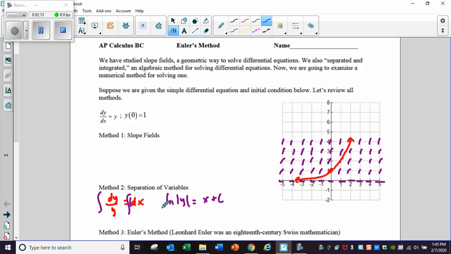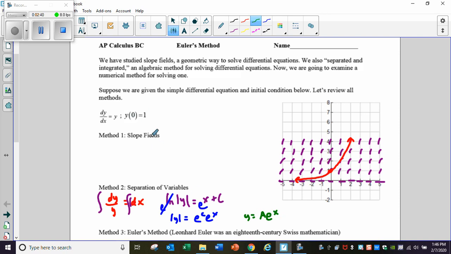In order to solve for y, we need to exponentiate with the base of e. These cancel because we're composing inverses. We'll be left with the absolute value of y equals e to the x plus c, which is the same thing as e to the c times e to the x. Then I will condense e to the c into an a value, which is a constant that will allow me to absorb my absolute value. So I have y equals a e to the x.